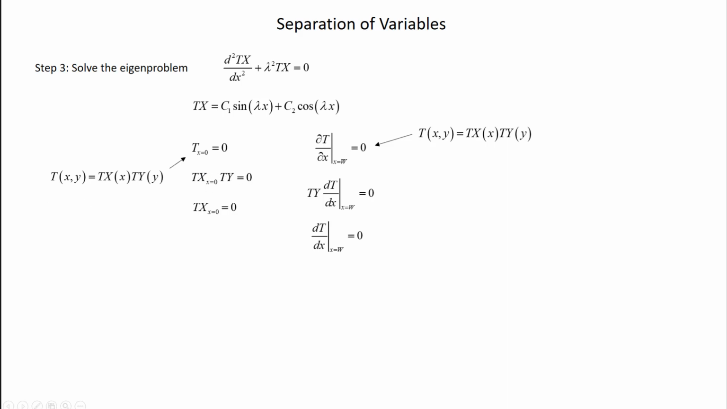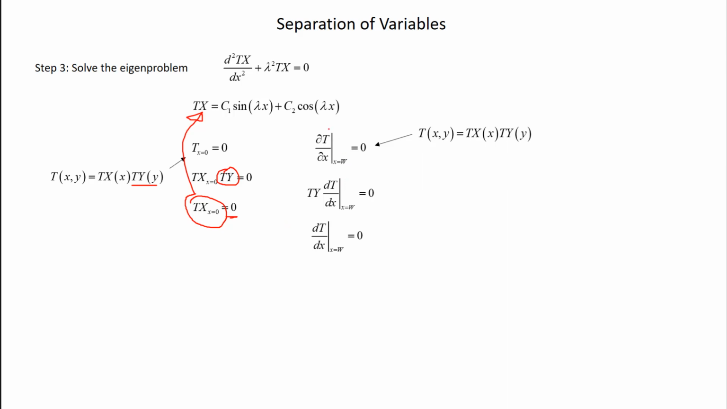So I can make this work in two ways, right? I can make this work by saying, well, let's set Ty equal to 0. But if I set Ty equal to 0, I basically just set T equal to 0 everywhere, and that's not going to be useful. So the other way I can make it work is to say, well, let's set Tx at x equals 0 equal to 0. And that is the first boundary condition for this general solution.